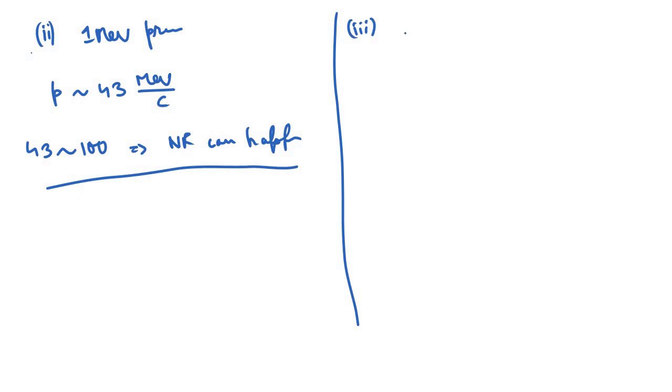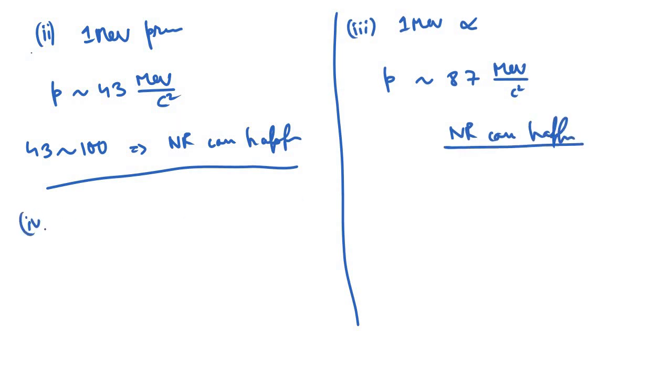What about number 3? Number 3 we have again 1 MeV but alpha particles. Now here if you do the calculation, you will find that p is of the order of 87 MeV/c. So again here also nuclear reaction can happen. And then number 4 we have 100 MeV alpha. In this case you can again check that p is of the order of 873 MeV/c. Look at this number. So this is of course greater than your 100, right? So this means that here nuclear reaction can happen.